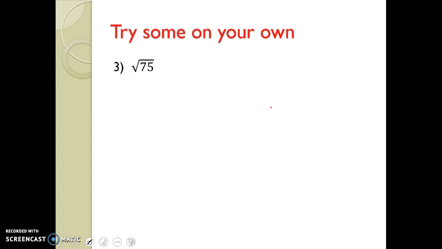So square root of 75, 4 doesn't go into 75, neither does 9, neither does 16, but 25 does. So we can write this as 25 times 3. And I know that the square root of 25 is the same thing as 5. So it's 5 radical 3.